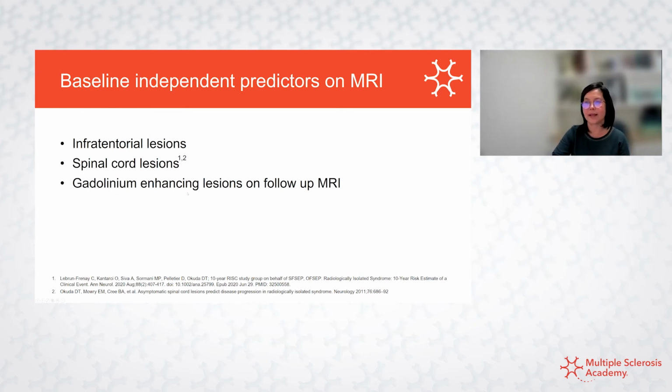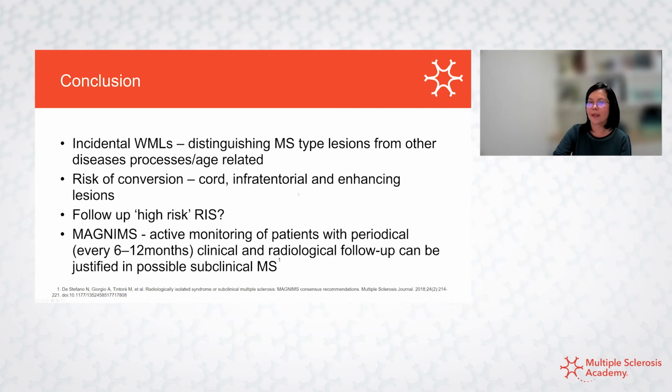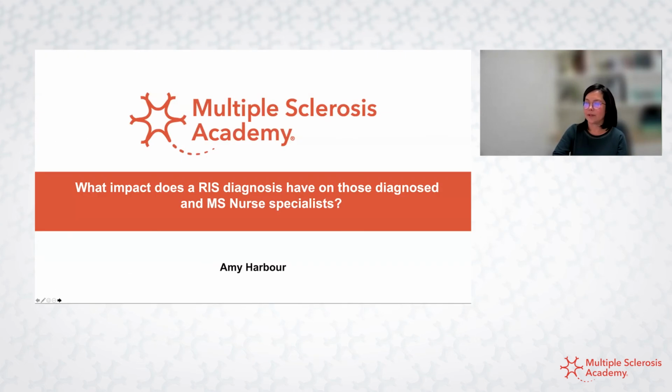And patients who develop gadolinium enhanced lesions on follow-up are known to convert more frequently to relapsing and remitting MS. So the key areas in radiology are distinguishing MS type lesions from other lesions and trying to assess the risk of conversion. And as Camilla said, the jury's out about how much MRI follow-up we do in patients with radiologically isolated syndrome. Magnims has recommended 6 to 12 monthly follow-up, which can be either clinical or radiological, particularly in the higher risk patients.